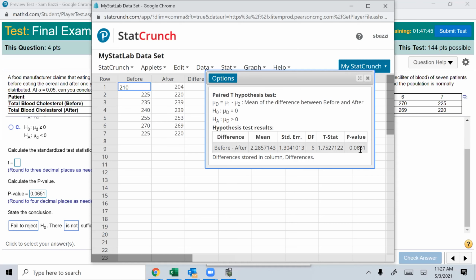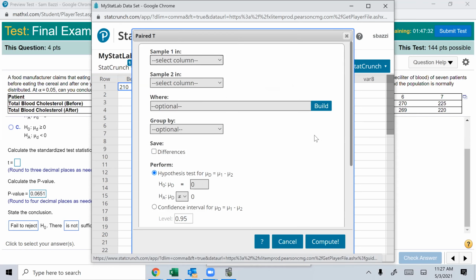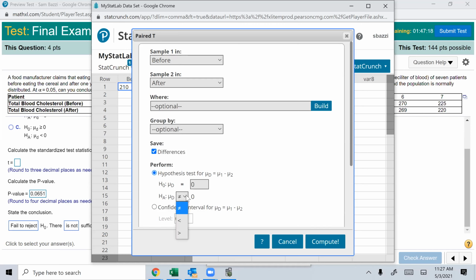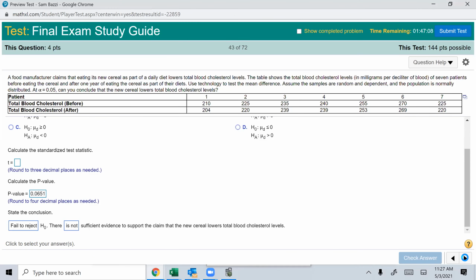0.0651, 0.0655. So, do you want me to repeat it again for dependent samples? You go to Stat, T Statistics, Paired. Paired means dependent. They relate with each other. You select the first column, you select the second column, you select the difference, save the difference so you can see them, and you just decide on the alternative sign only. Just decide on the alternative sign. Greater than. Compute. Okay. So that's how StatCrunch works.